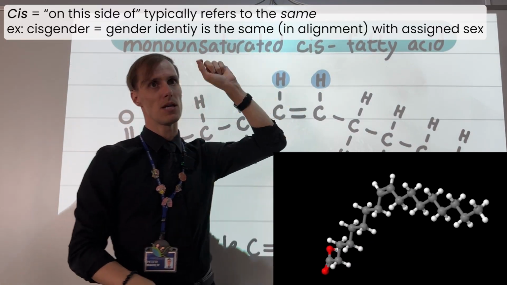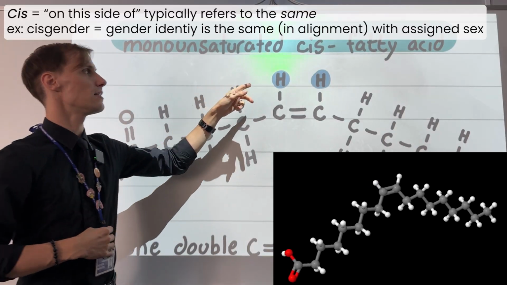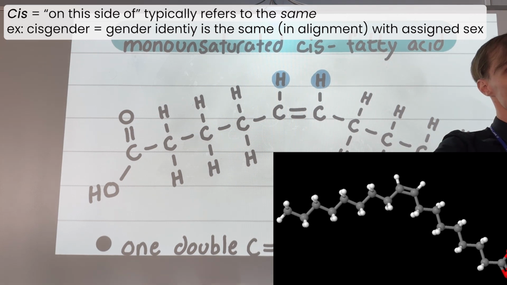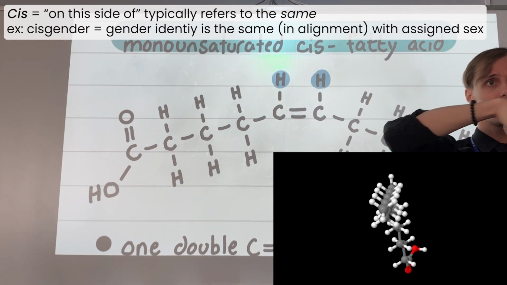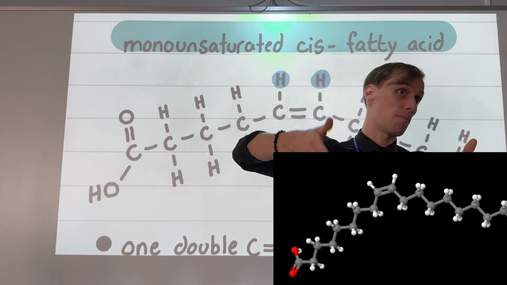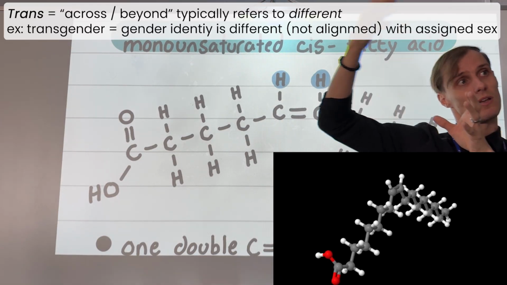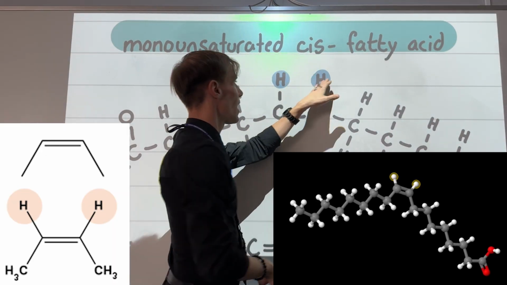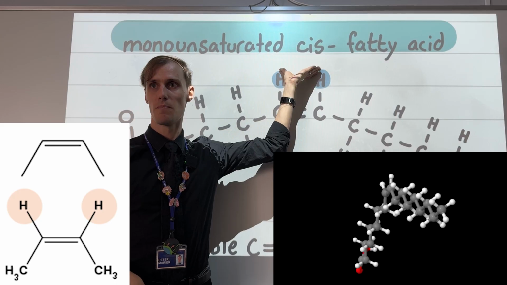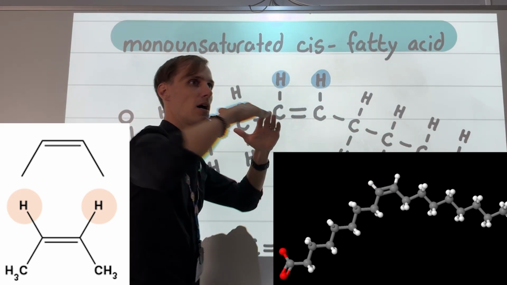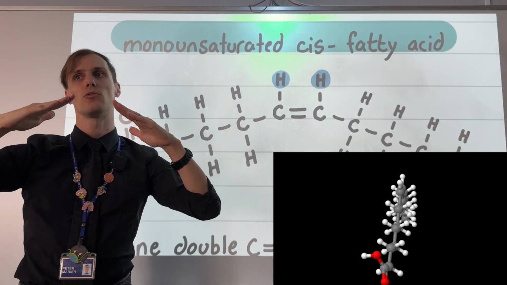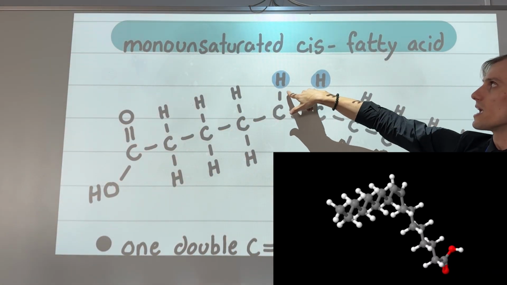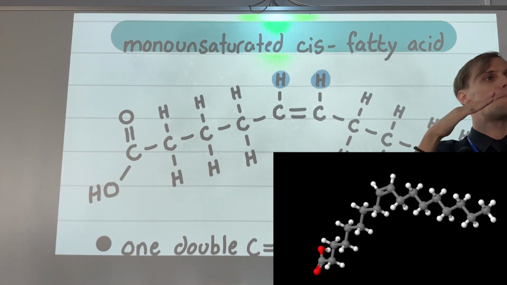Now cis means same, right? You've likely seen this with respect to gender identity. So if someone is a cis male versus a trans male, I would be a cis male, meaning that the gender assigned to me at birth is the same as what I identify with now. Same, right? Trans would be different than what was assigned. So in this case, cis fatty acid means that the 2 hydrogen groups are on the same side. And that causes a bending nature to occur in the molecule. Because now there's an uneven structure, and anywhere there's a cis double bond, that's going to cause a bend in the chain.